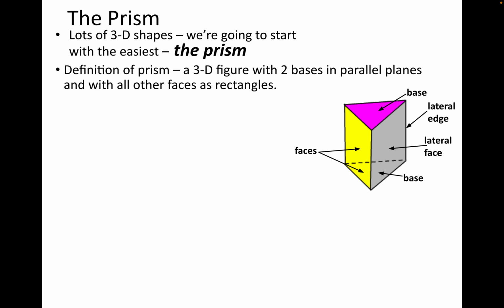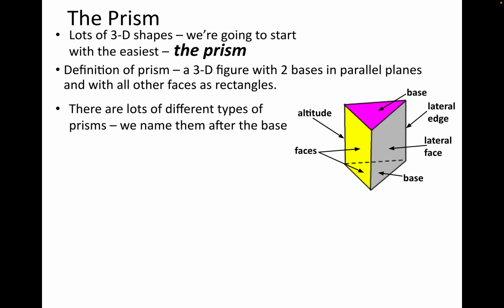And then the lateral edge, which is sometimes called the altitude, is the edge that goes from one base to another along the side of a lateral face. And in a right prism like the one we're looking at here, it's also the altitude, the height of the shape.